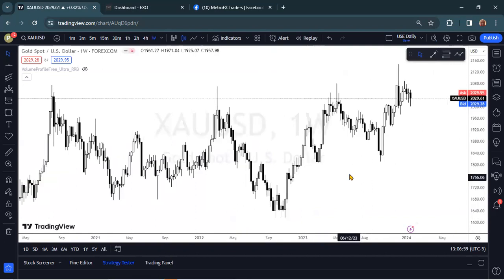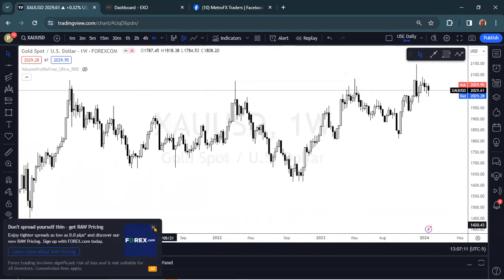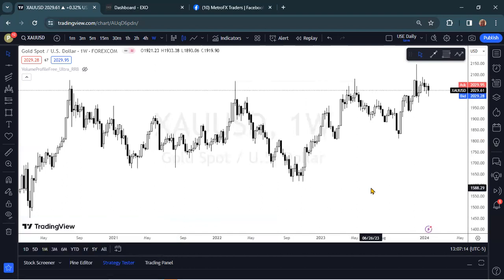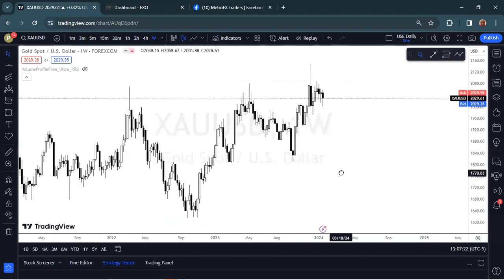Okay, so gold, wow, very volatile market to trade because it could go up and down really fast. So you gotta set stop losses when trading gold. All right, but let's take a look at it. We're gonna do a top-down analysis.